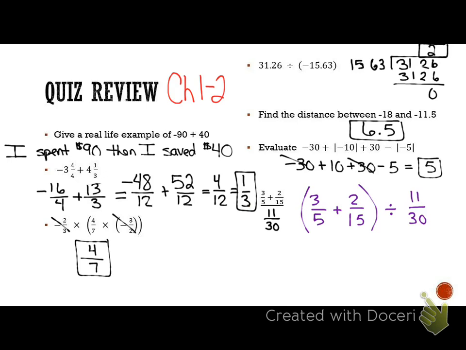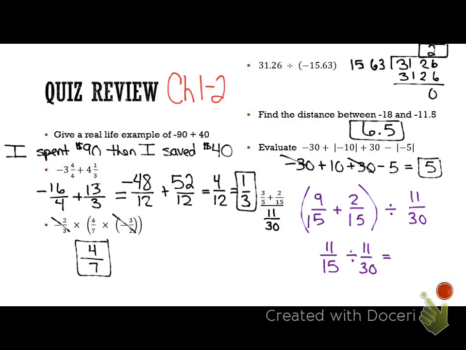Okay? So what's my LCD on the first one? What's my LCD here? It's 15. So what do I have to multiply 3 by to get 15? Or I'm sorry, 5 by to get 15 is 3. So 3 times 3 is 9. What's 9 plus 2? 11 over 15 divided by 11 over 30. Okay, this is looking nice.